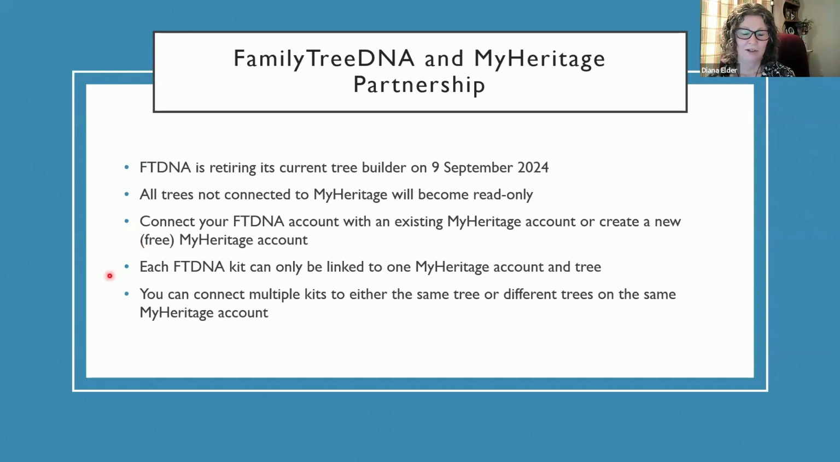And then each FamilyTreeDNA kit can only be linked to one MyHeritage account and tree, but you can connect multiple kits to either the same tree or different trees on the same MyHeritage account. So like many of you, I have got people who have taken Y-DNA, mitochondrial DNA, autosomal DNA, and their accounts that I manage are on FamilyTreeDNA. And so I'll need to do this, and so will you with all your different kits. And so you can have it be connected to the same tree or different trees on the same account.